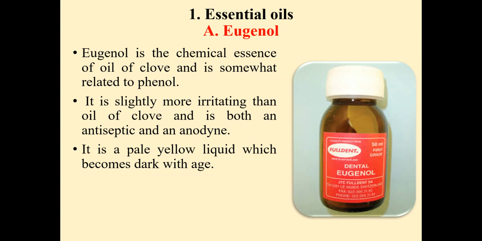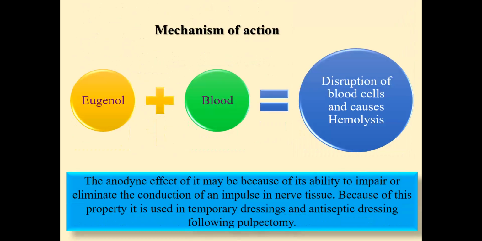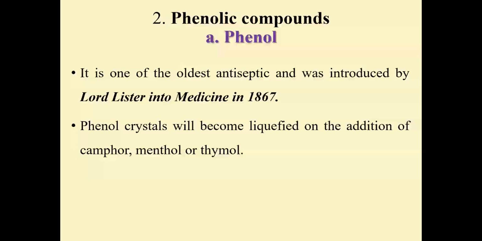First, coming on to the essential oils, that is eugenol. Eugenol is the chemical essence of oil of clove and is somewhat related to phenol. It is slightly more irritating than oil of clove and is used both as an antiseptic and an anodyne. It is a pale yellow liquid which becomes dark with age. Mechanism of action involves eugenol plus blood combining to cause disruption of blood cells and hemolysis. The anodyne effect of it may be because of its ability to impair or eliminate the conduction of an impulse in nerve tissue. Because of this property, it is used in temporary dressings and antiseptic dressing following pulpectomy.